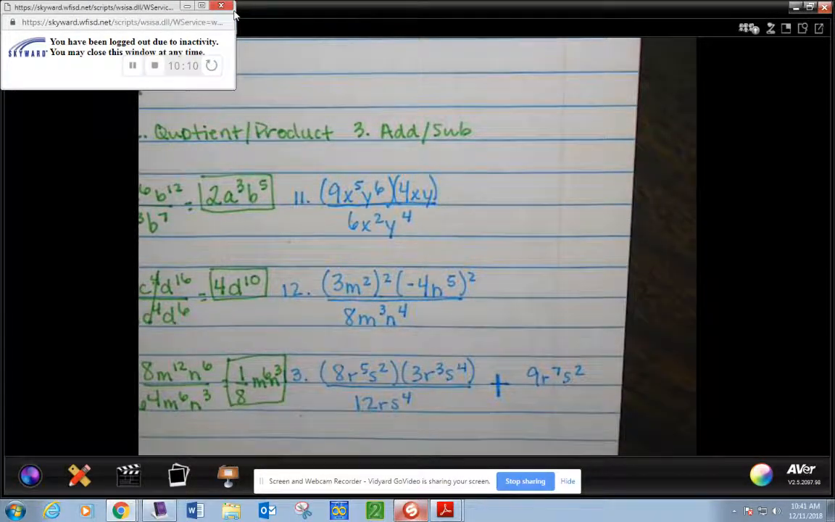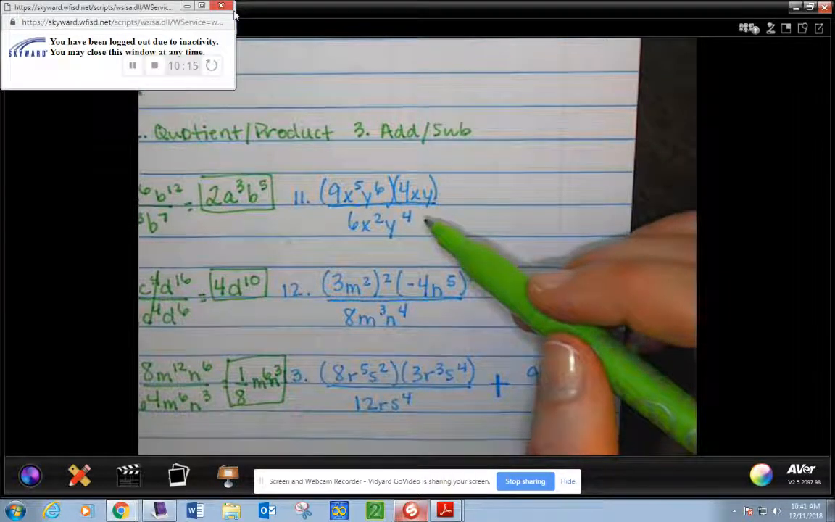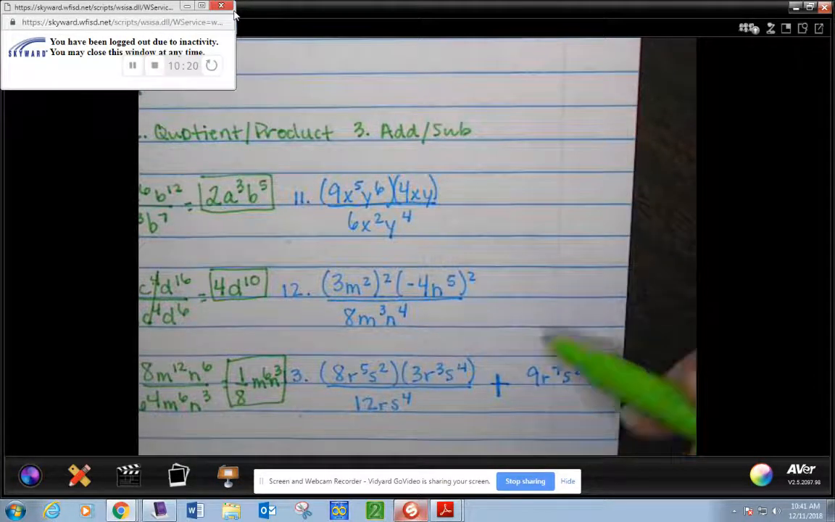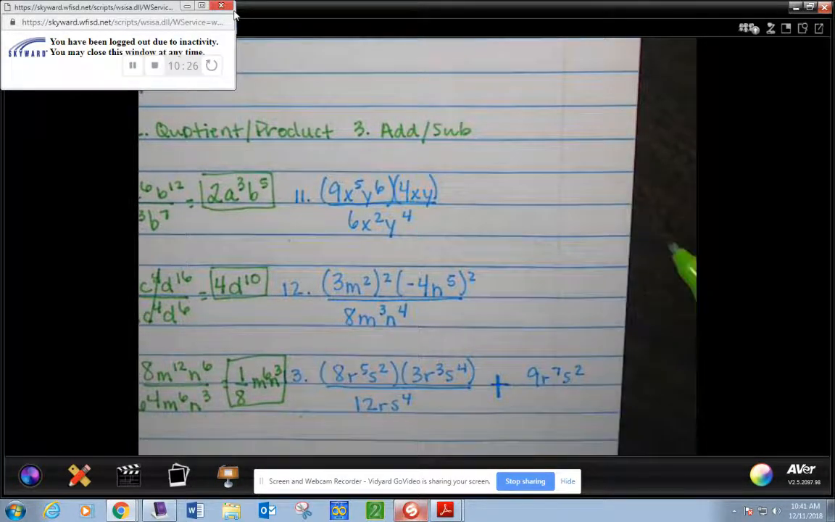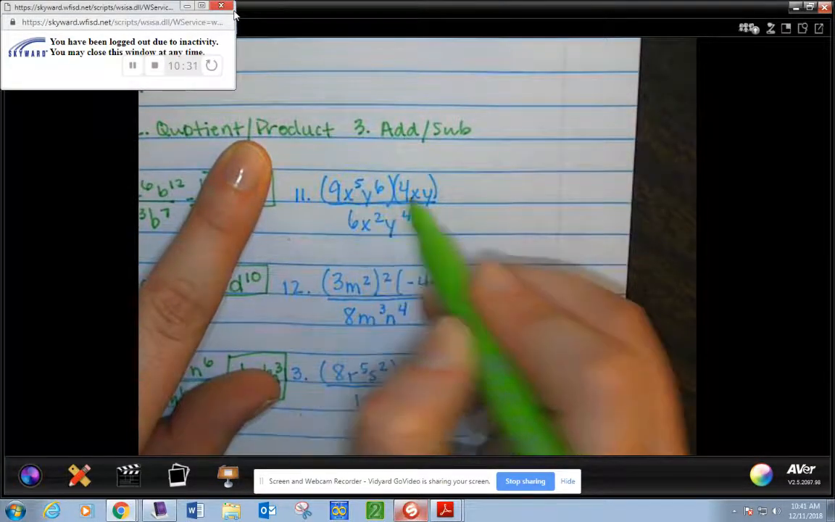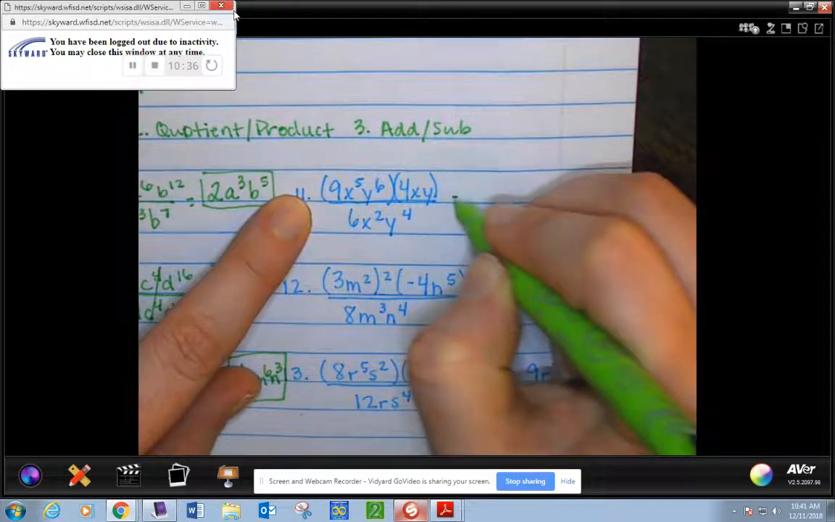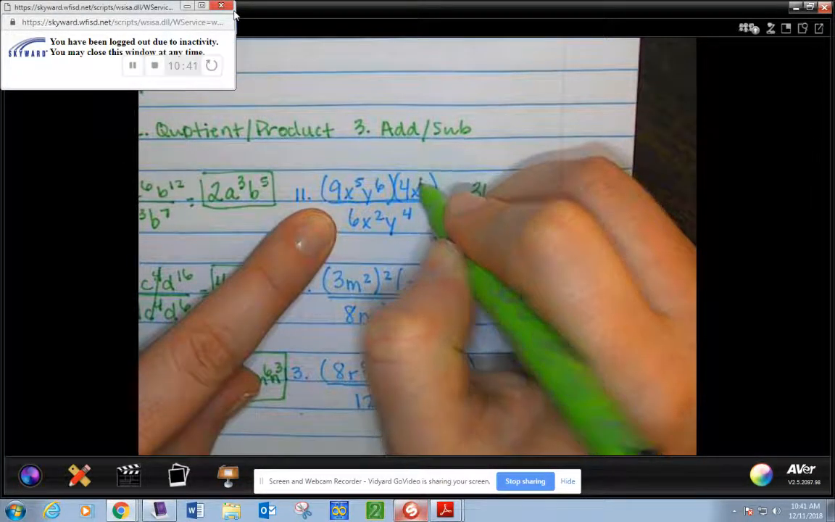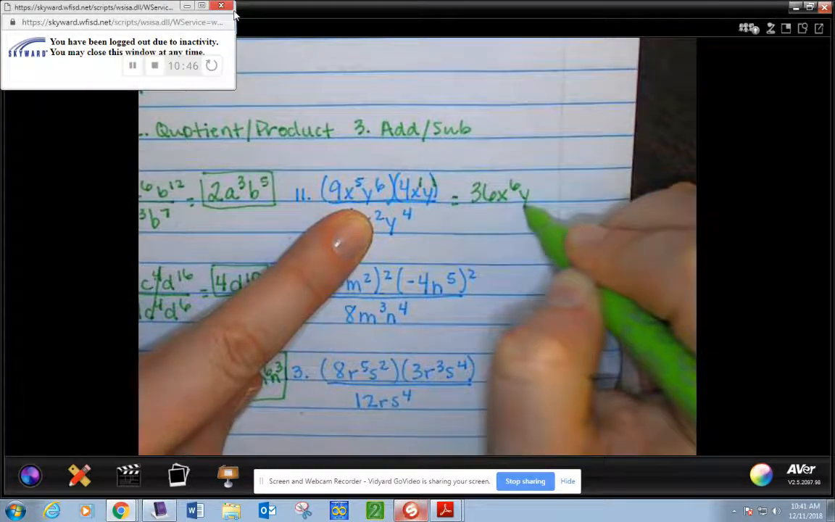So for number 11, excuse me, I have 9x to the 5th y to the 6th times 4xy, all divided by 6x squared y to the 4th. The first thing I look for is to see if there's an outside exponent. There are no exponents outside the parentheses, so I move to the quotient or product rule. Okay, we're going to have to multiply this top before I can do any division. So 9 times 4 is 36, and when you are multiplying, you add your exponents. So if I have an x to the 5th and an x to the 1st, that's x to the 6th. If I have a y to the 6th and a y to the 1st, that's y to the 7th.